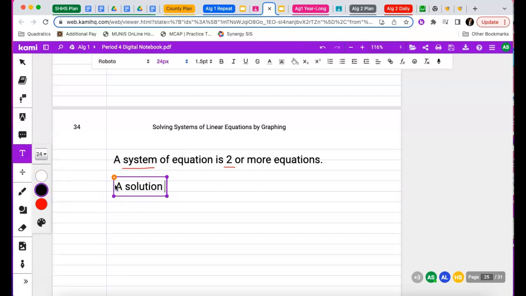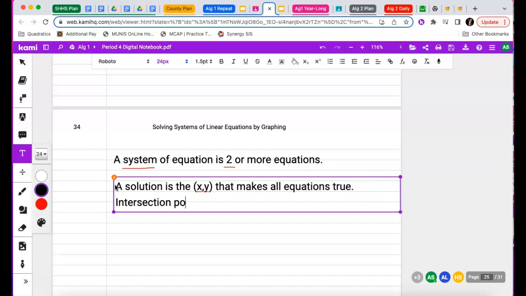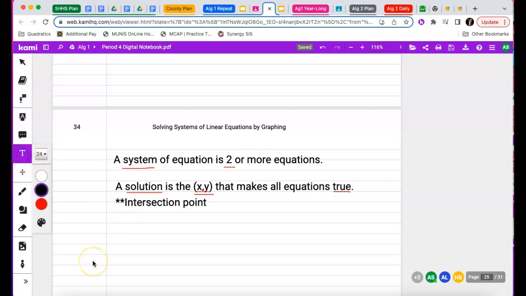A solution is the coordinate x comma y that makes all equations true. It's also the intersection point. So that's one thing to know about the solution. So you're filling in the blanks. A solution is the coordinate x, y that makes all the equations true, which is also called the intersection point.